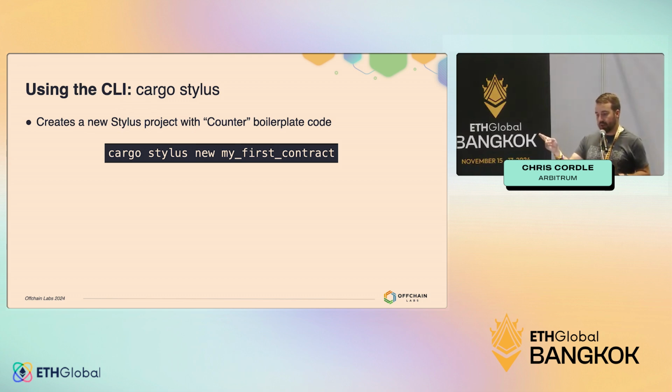When you're working with Stylus, you'll want to use Cargo Stylus. Cargo is Rust's CLI tool, and once you've installed that locally, you can just call cargo stylus new my-first-contract or whatever, and it will create a basic counter contract locally. And I'll show you that in just a second.